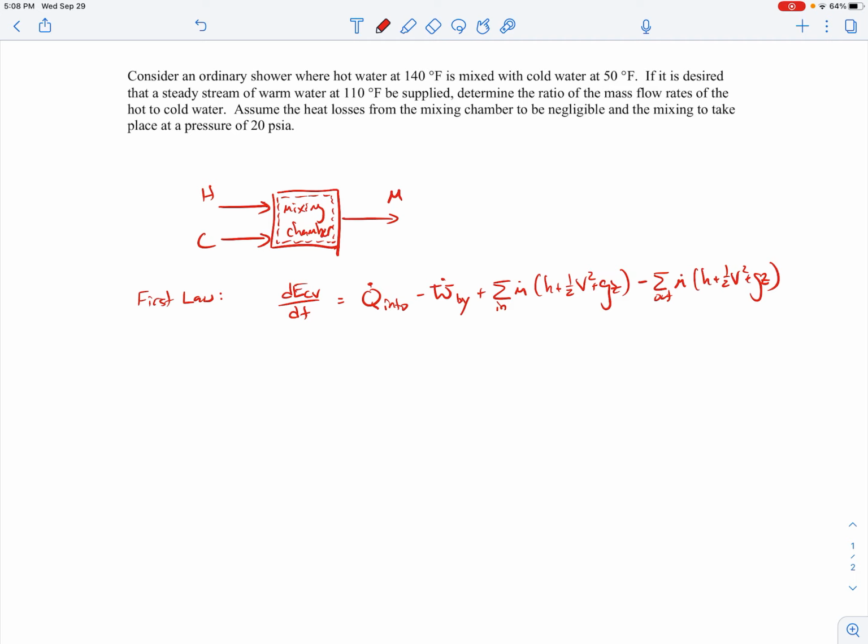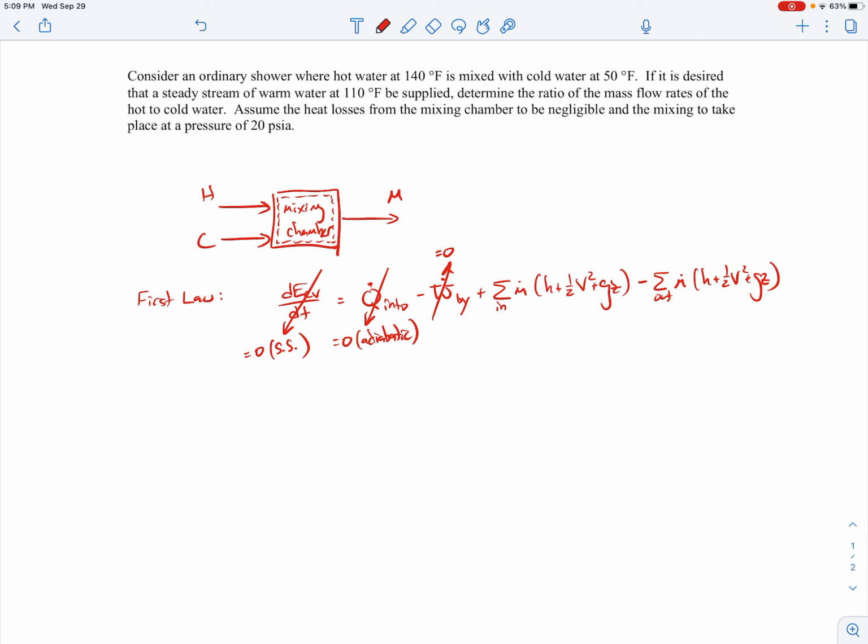First of all, we're going to assume that we're dealing with a steady flow here. We're not told anything about time variation, that it's transient or anything like that. So we'll just assume we're dealing with a steady state situation. We're also told to assume that heat losses are negligible from the mixing chamber, so that means there's no heat transfer. That means it's adiabatic. We also don't have any other kind of work terms. There's no propeller or electrical power or anything like that going into the mixing chamber. So the work term is going to be zero.